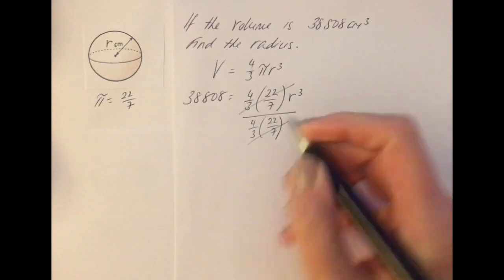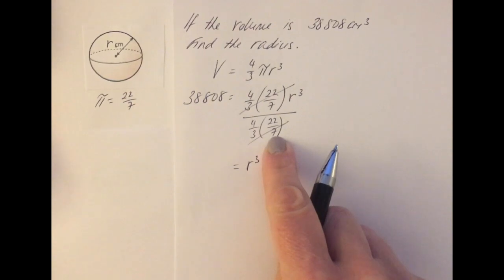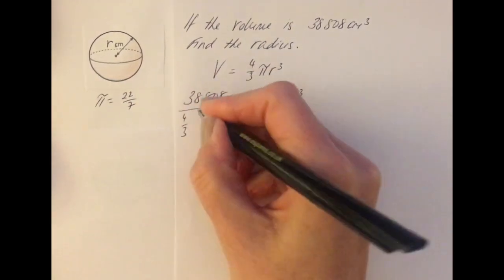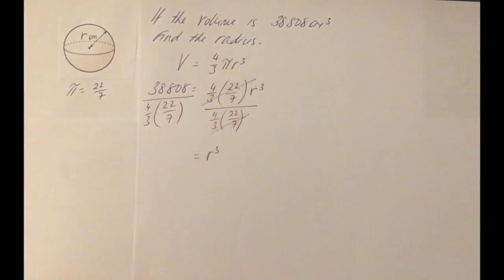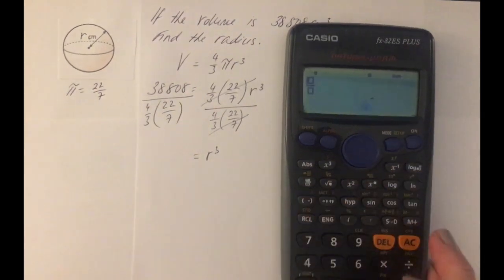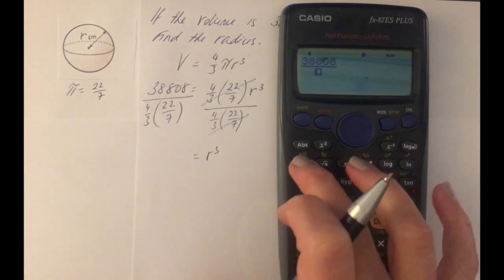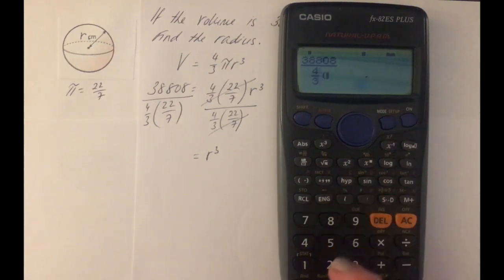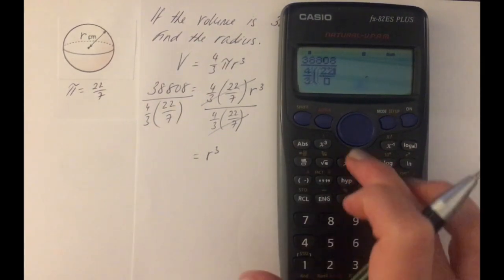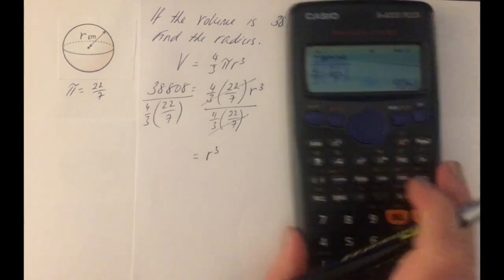That will get rid of all of that and leave me with the r cubed on this side, which is what I want. And of course, if I divide that side by that, I'm going to have to divide the left hand side by 4/3 times 22 over 7. Okay, so I do that on my calculator. So put up the fraction button, put 38808 on the top, come down and then press the fraction button again, and we're going to put 4/3, come to the side, press the bracket, press the fraction button again, 22 over 7, come to the side, close the bracket. So there we go, there's exactly what I have written down there. Press equals and I get 9261.